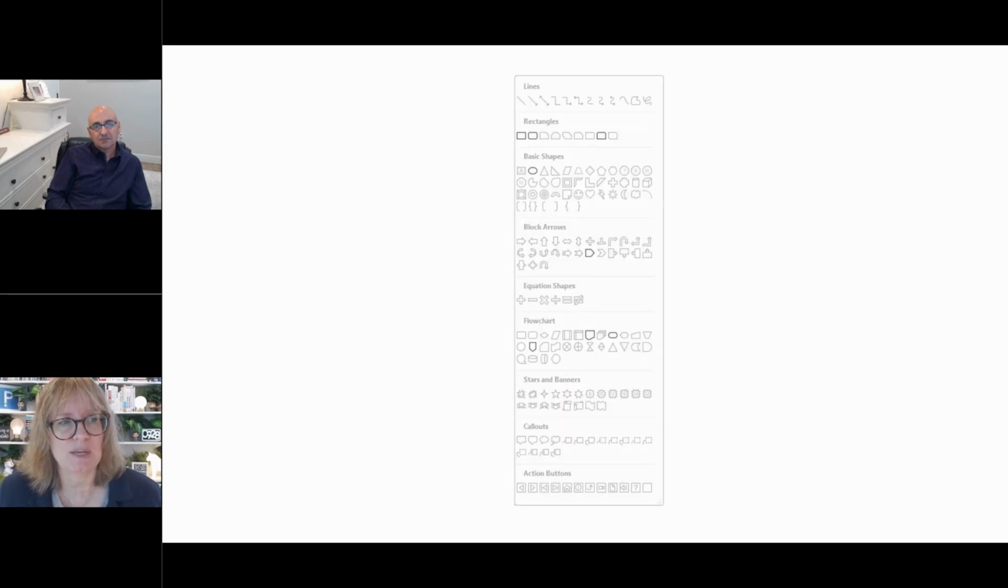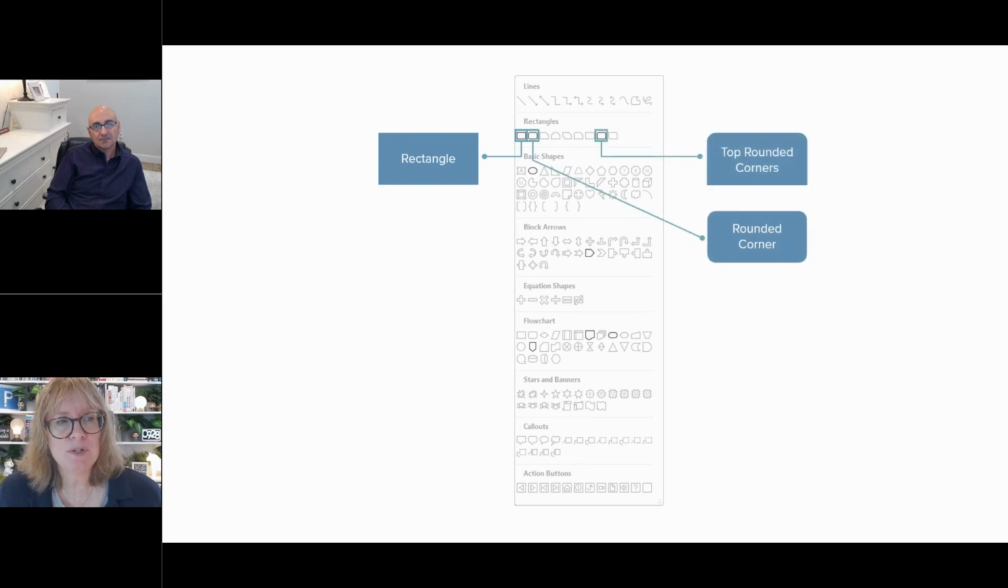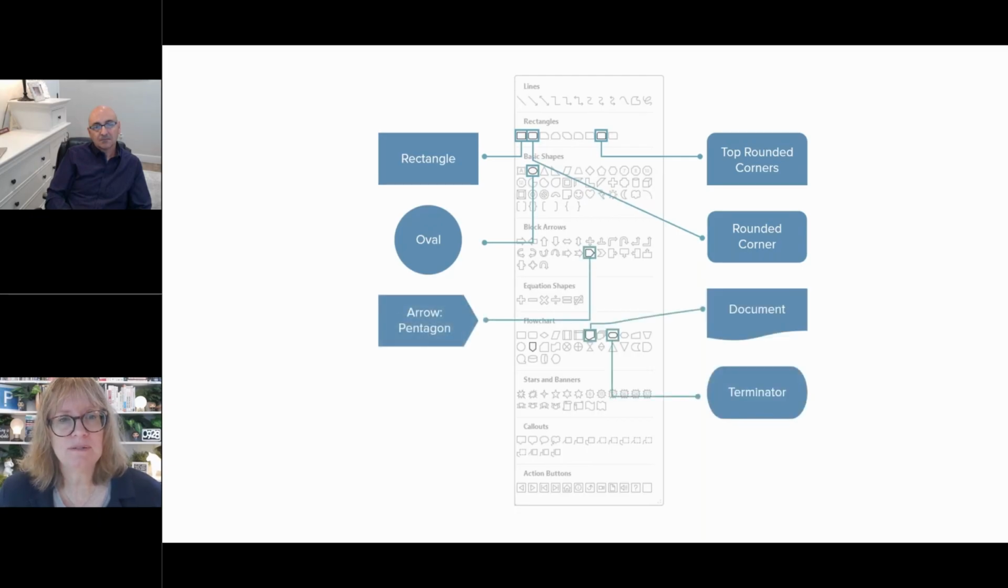Here are my go-to shapes: the rectangle, the rounded corner, top rounded corners, oval, the arrow pentagon, document, the terminator, and the off-page connector. When you insert a shape from the Insert tab in PowerPoint, it's going to be filled with most likely your accent 1 color from the current file's theme colors, and it's going to have an outline. All of this can, of course, be changed by you, and the shapes can really be turned into different looking graphic elements to host your content.